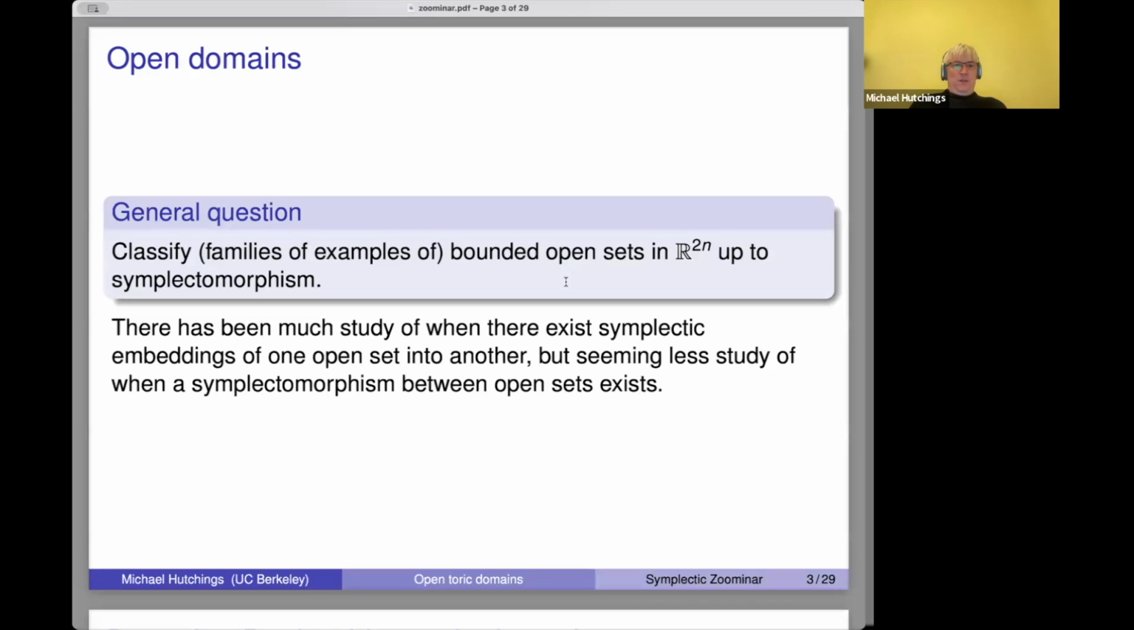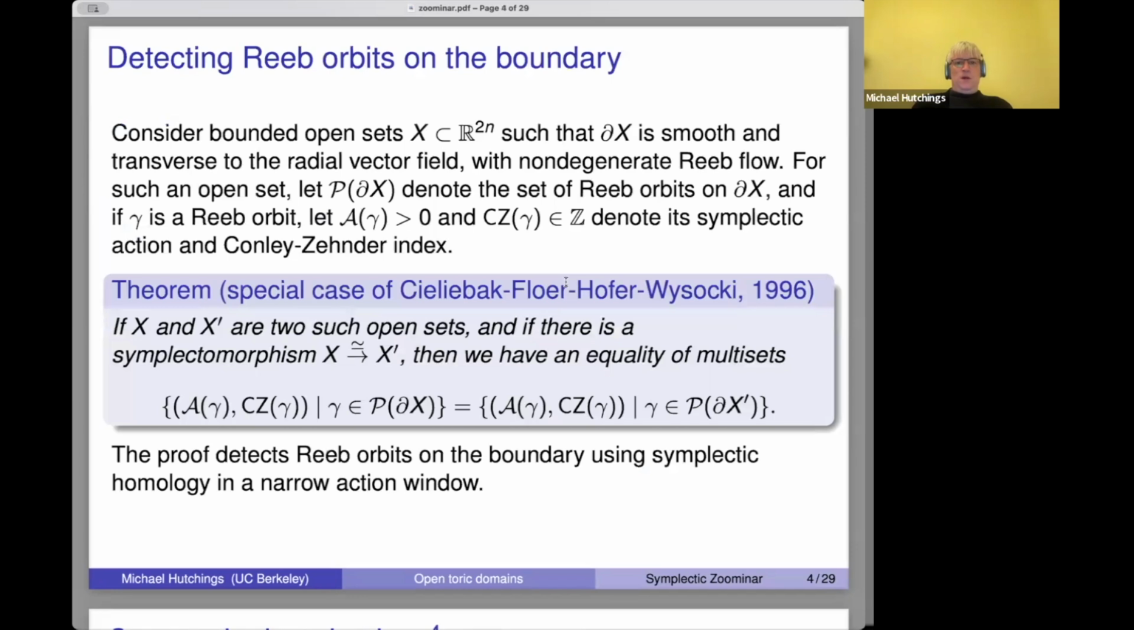There are also related interesting questions about trying to understand the geometry of the space of all open sets modulo symplectomorphism with various metrics, like symplectic Banach-Mazur distances and things like that. And that's also a little related to what I'll be talking about. So here's some of what's previously known.